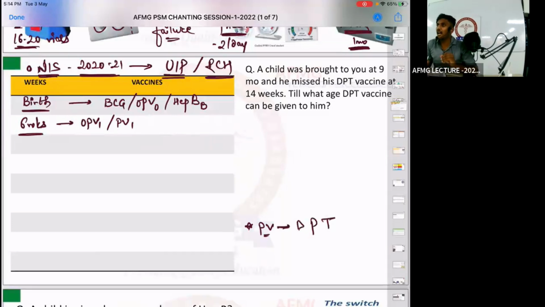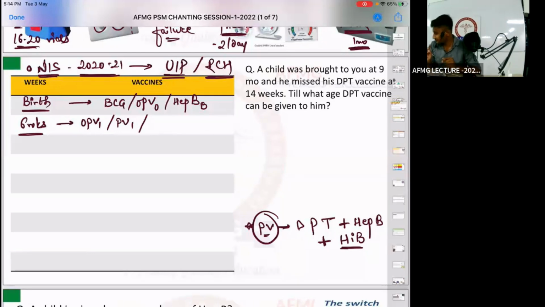DPT, that is diphtheria, pertussis, tetanus, along with hepatitis B, along with HIB, Haemophilus influenzae type B. So which are the 5 vaccines coming under pentavalent vaccine? DPT, hepatitis B, HIB. DPT is diphtheria, pertussis, tetanus. No issues with this. So pentavalent vaccine ka first dose.